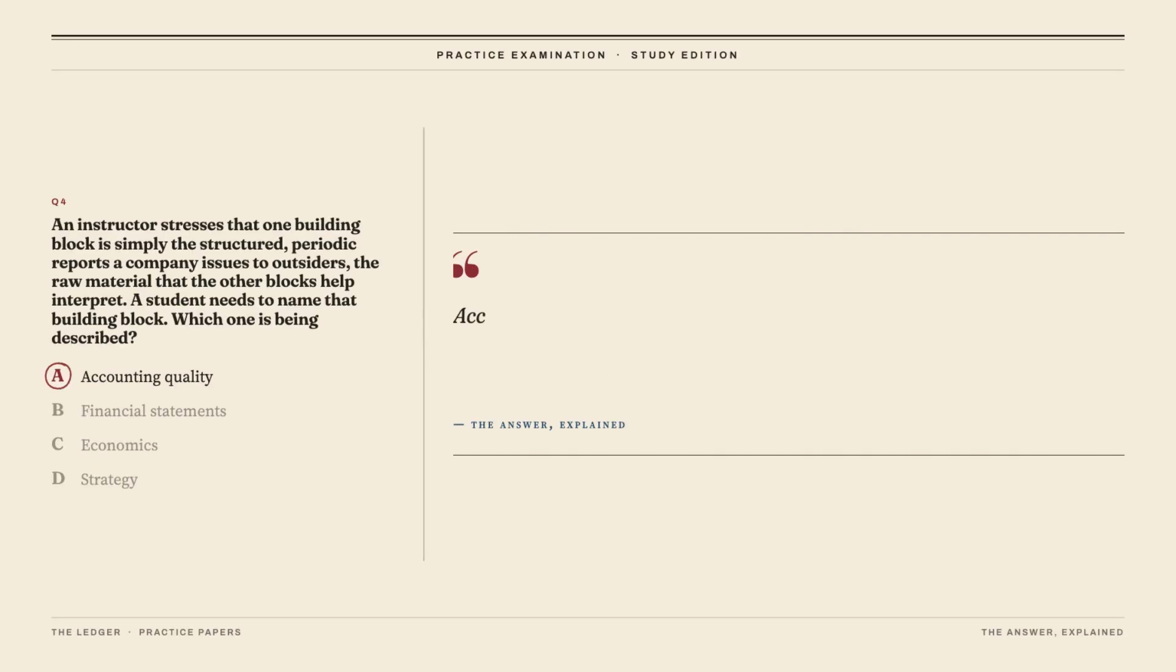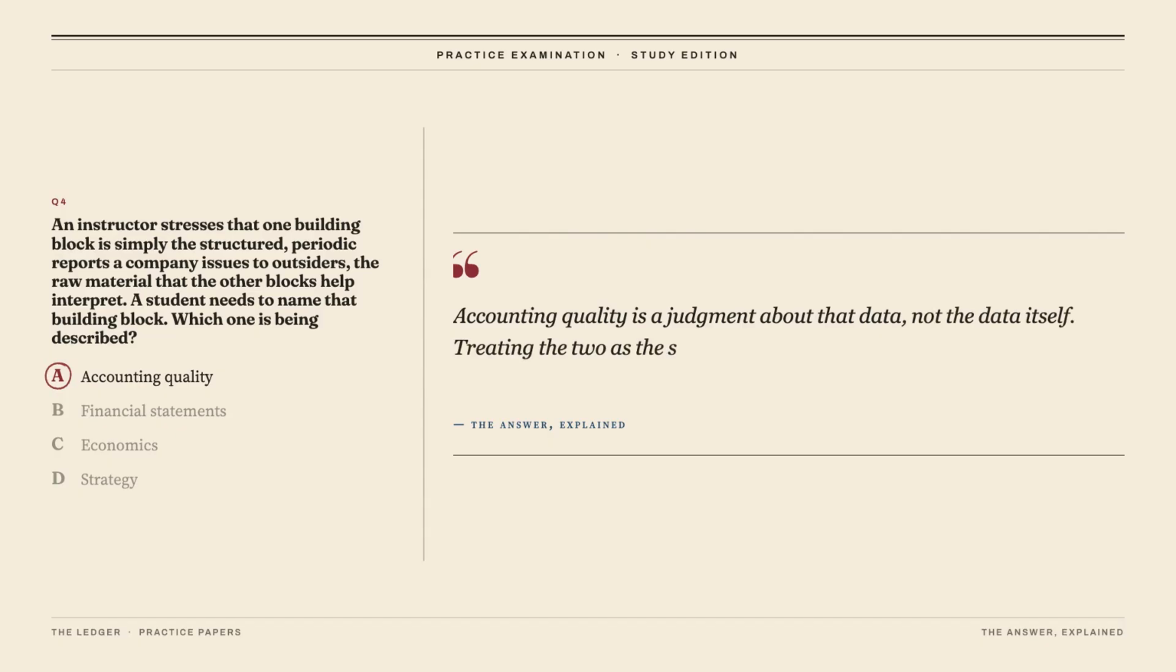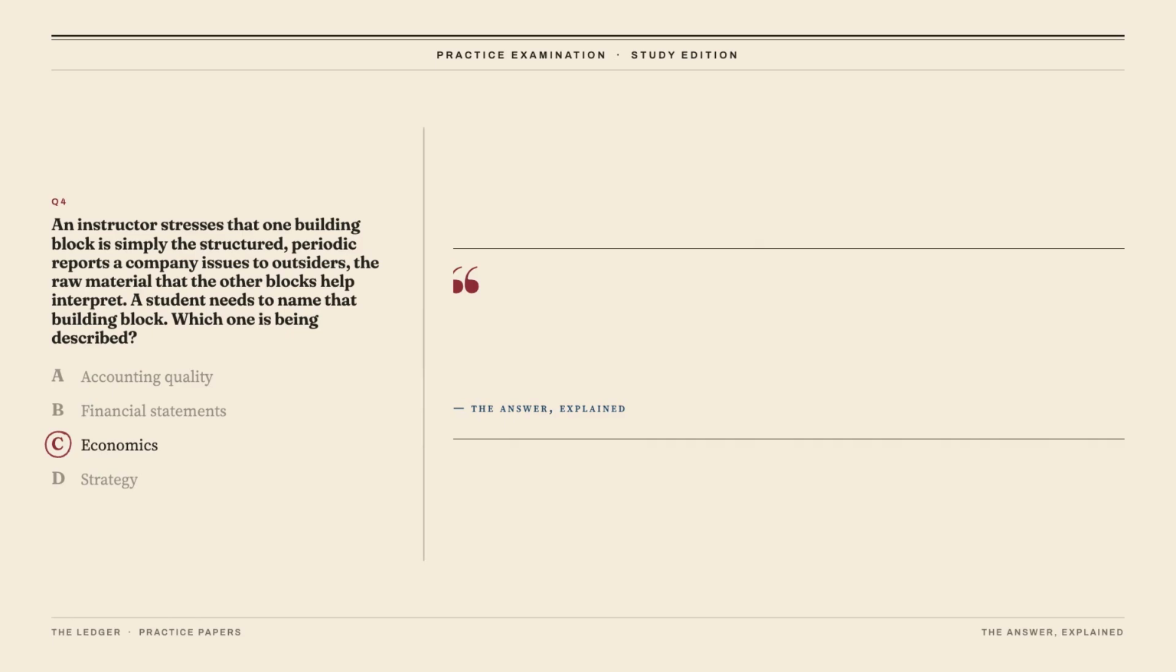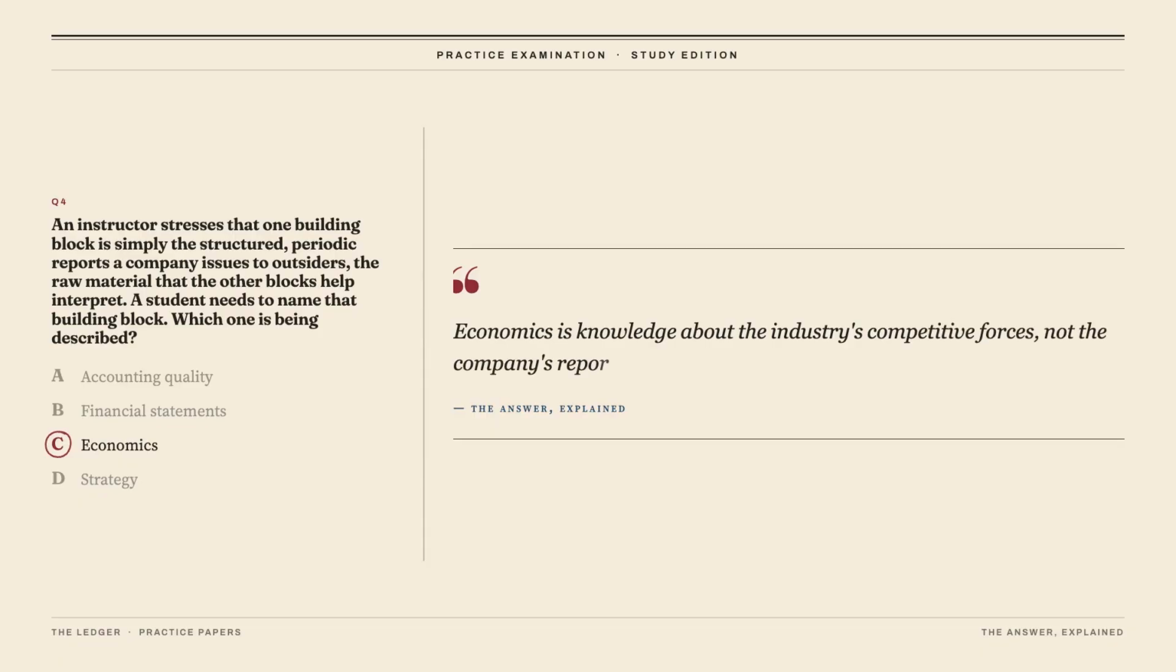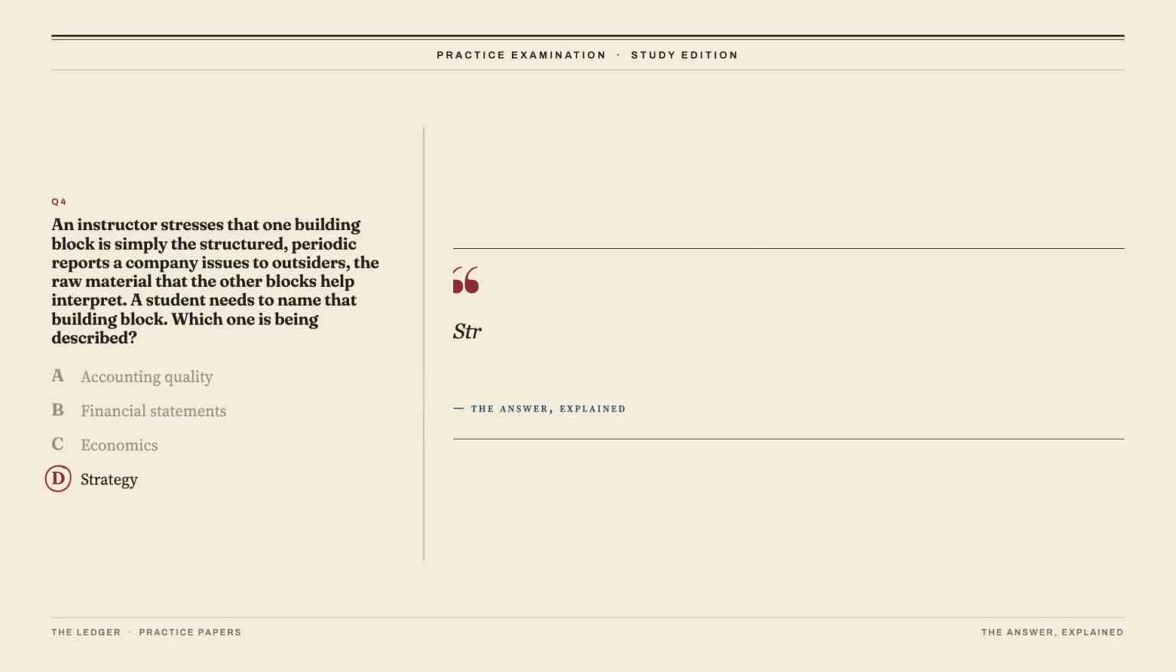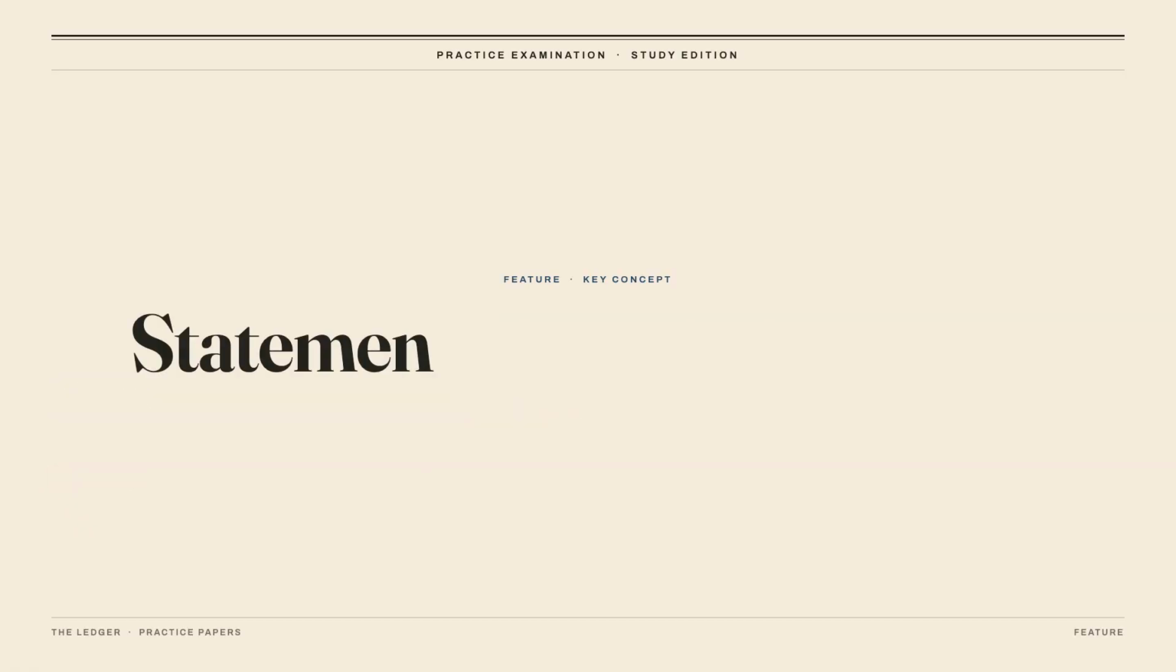A is wrong because accounting quality is a judgment about that data, not the data itself. Treating the two as the same is a common trap, since a complete set of statements can still be low quality. C is wrong because economics is knowledge about the industry's competitive forces, not the company's reported figures. D is wrong because strategy is knowledge about the firm's competitive choices, not the periodic reports it files.